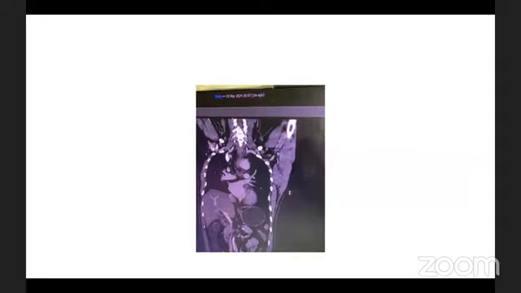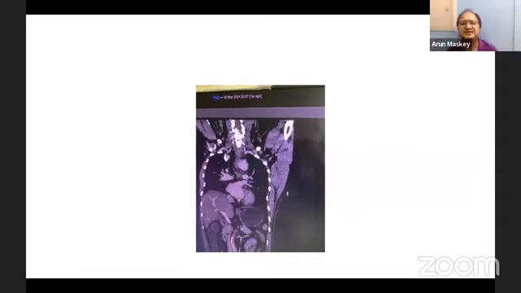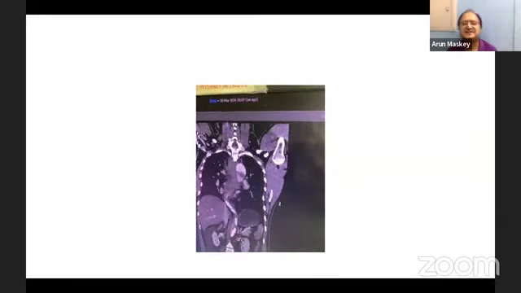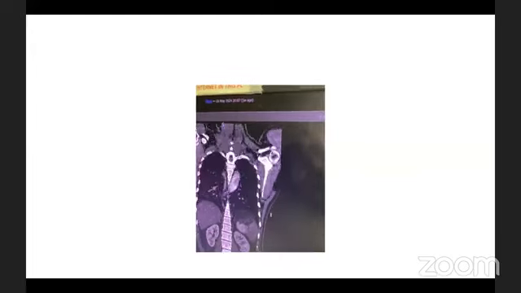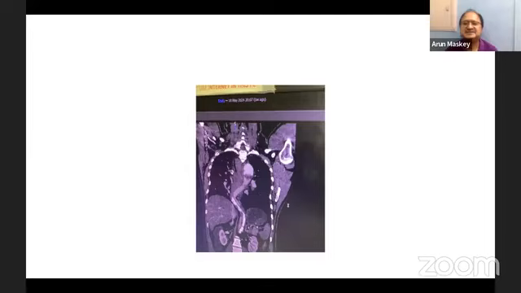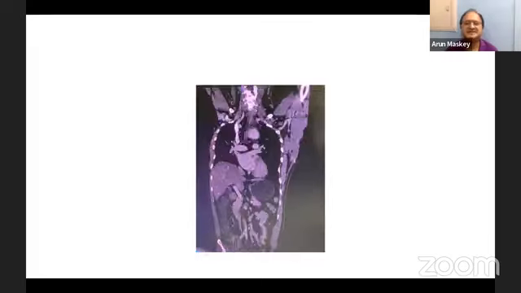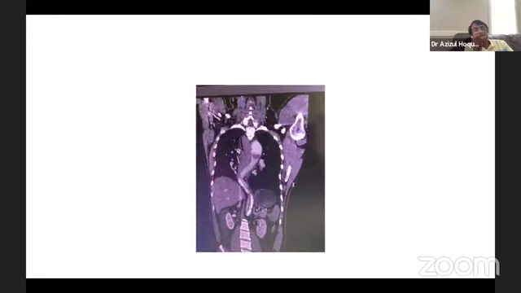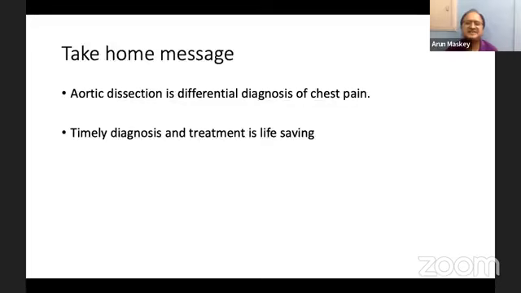So what about the ascending aorta? No, the ascending aorta is fine. This is type B. We don't have a neurosurgical service, so we sent the patient to another center, and now I get the information he's almost brain dead.